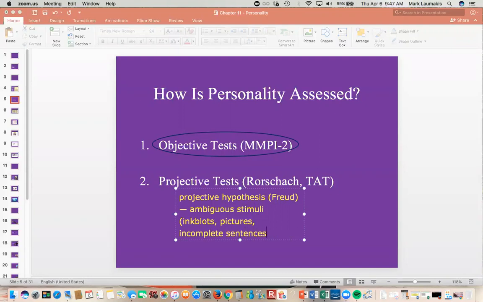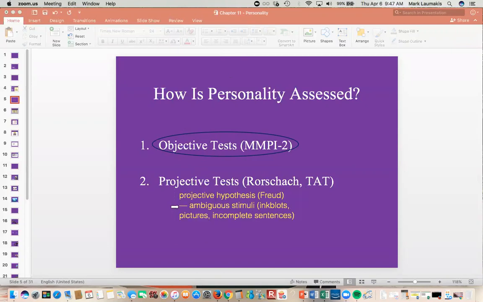What will happen is that in response to these ambiguous stimuli, you will project things about yourself and about your personality onto those stimuli. So the project part of projective is kind of like a projector in a movie theater, right? Projecting the film onto the screen. In this case, you will project onto these ambiguous stimuli, the ink blots, the pictures, etc., things about yourself that you might not otherwise directly reveal to me, okay?